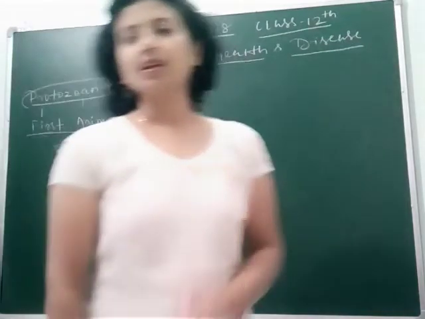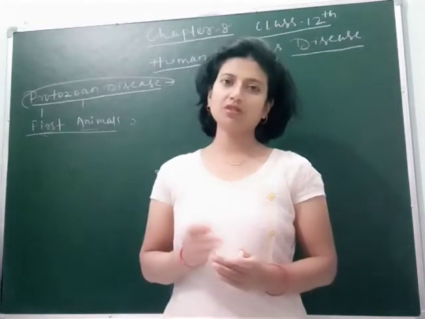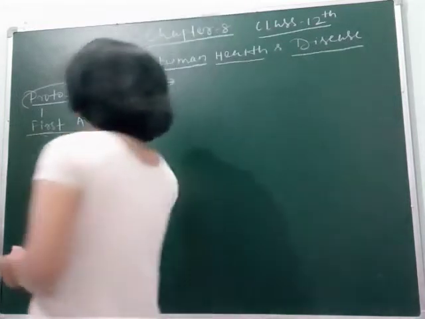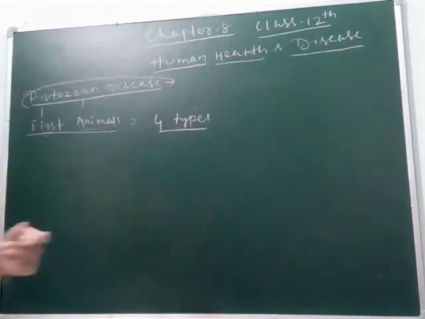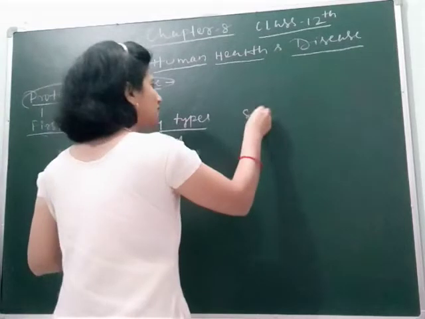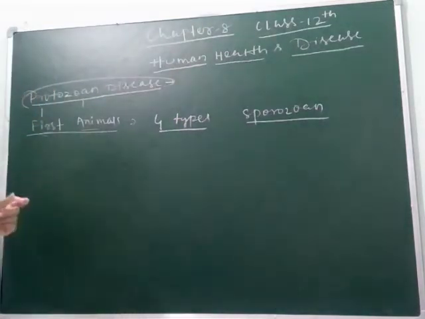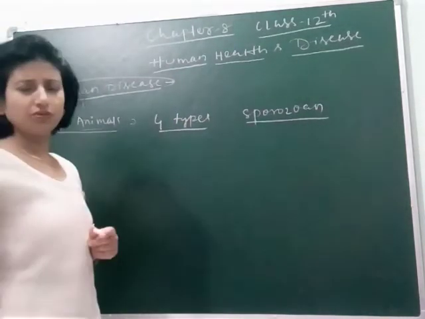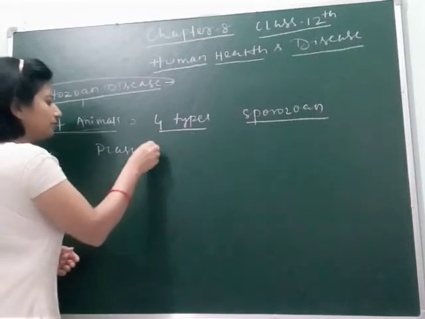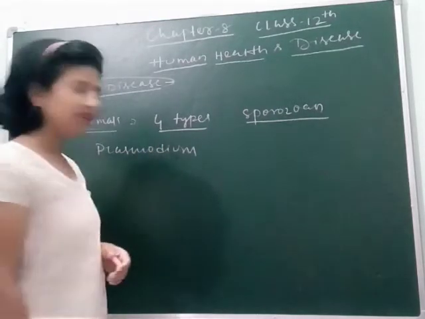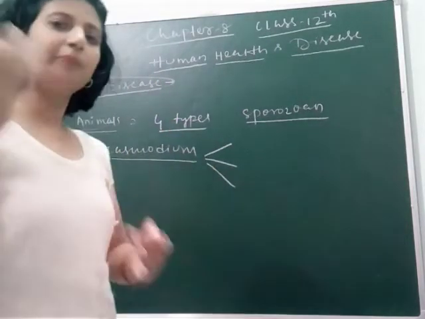But let's see how many types of protozoa are present and which of these cause different diseases. Protozoa are of 4 types. Clear, students? How many types? 4 types. Out of which, sporozoans are responsible for causing malaria. Malaria is caused by a protozoan genus called Plasmodium. Plasmodium has 3 different species, which are responsible for causing different types of malaria.